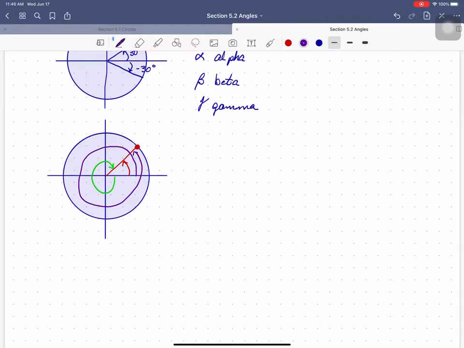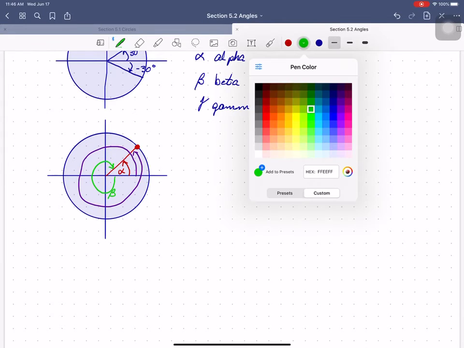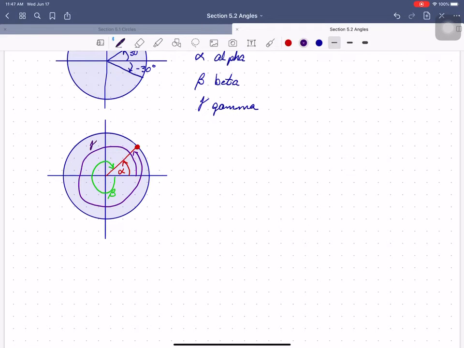All three of these angles, if I label them alpha and beta and gamma, because we started from the positive x-axis in all cases, and we ended up at the same point, alpha, beta, and gamma are said to be coterminal angles.